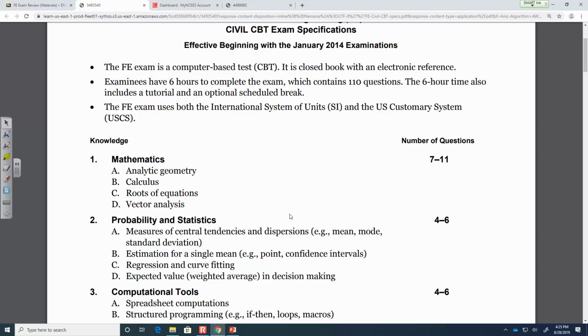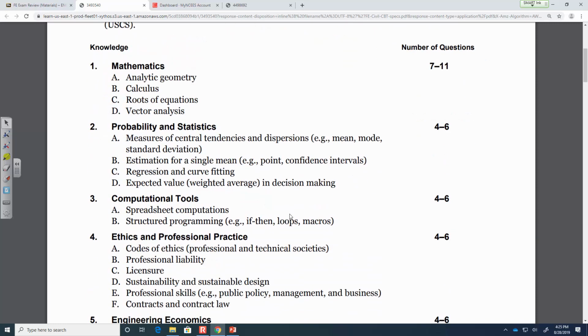There's a section on math, that's a pretty big one, and probability and statistics. There's a section on computational tools, which is basically like Excel. Like if I have a formula and I copy and paste it over here, what's the formula look like? If I have the dollar signs in front of the cells to lock them, and so on and so forth. Some ethics and professional practice. How many of you have me for co-op? Remember the discussion that we had in there? So that stuff.